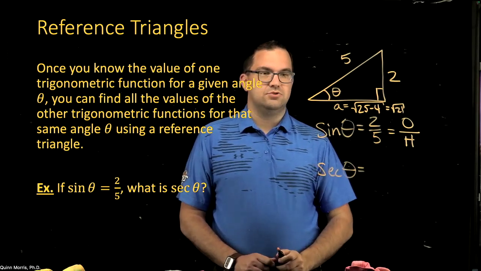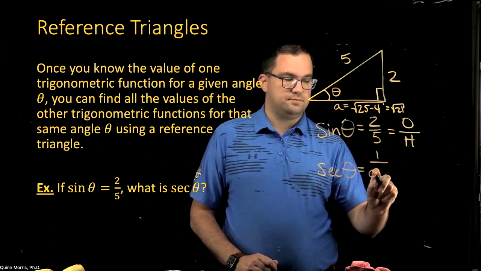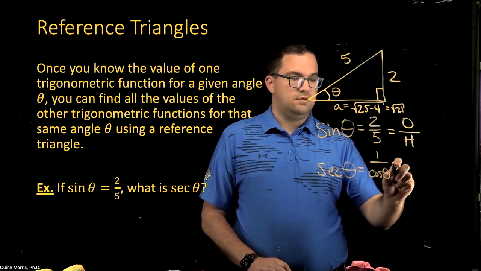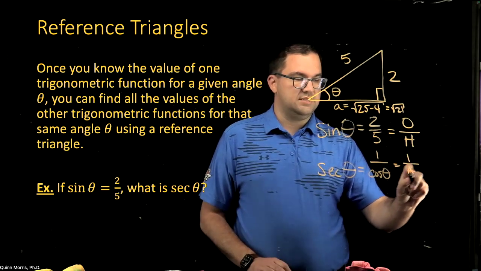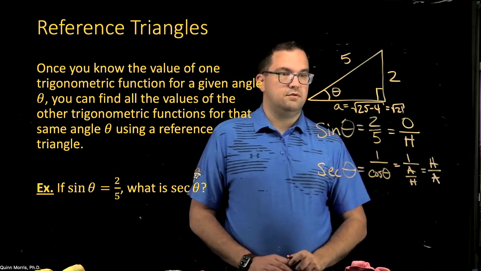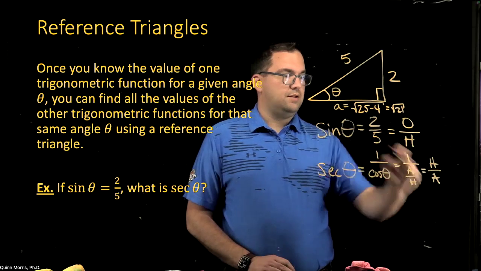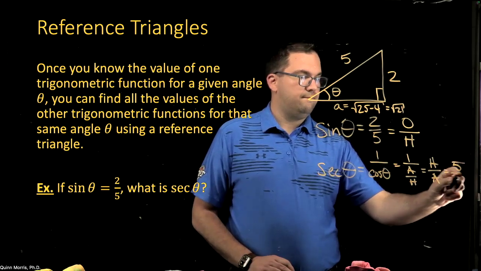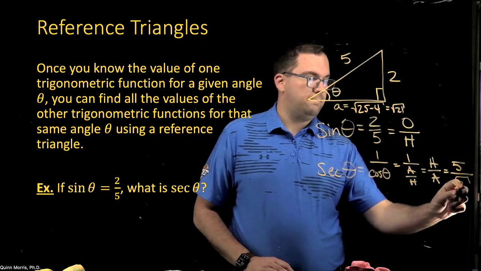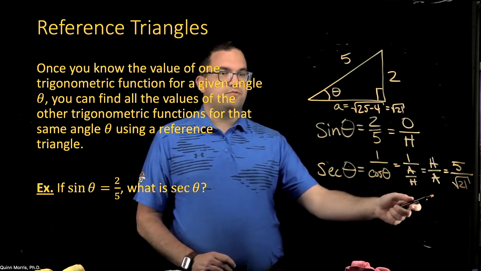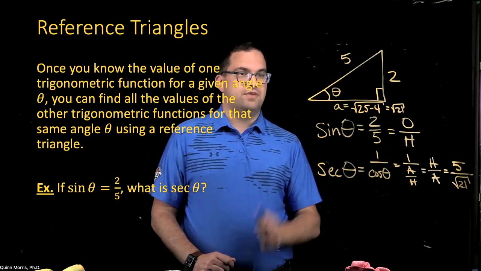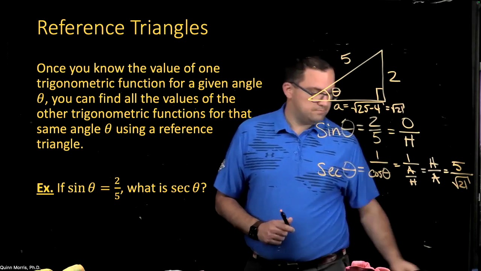So secant of theta is 1 over cosine of theta. Okay. And 1 over cosine of theta is 1 over adjacent over hypotenuse. So it's hypotenuse over adjacent. And so the hypotenuse here I know is 5. The adjacent side here I now know is square root of 21. And so I'm able to figure out the value of secant of theta based on the fact that I know the value of sine of theta by creating this reference triangle.